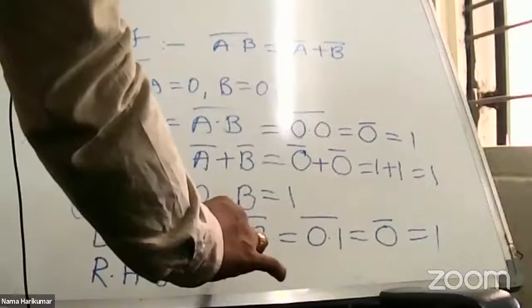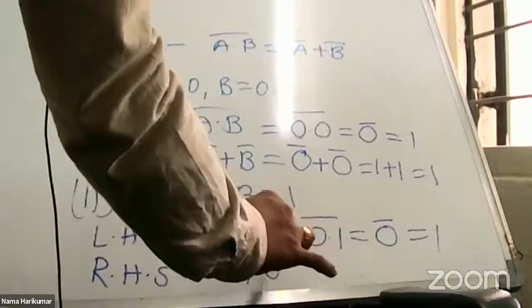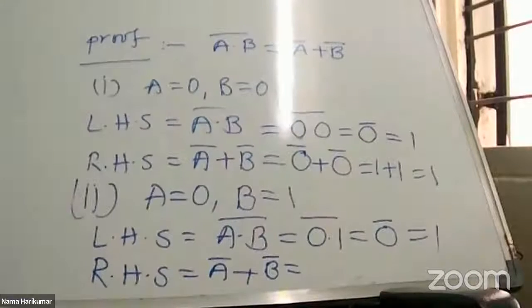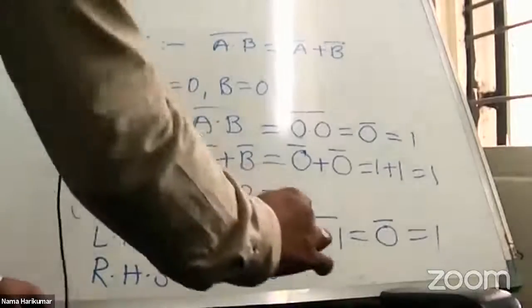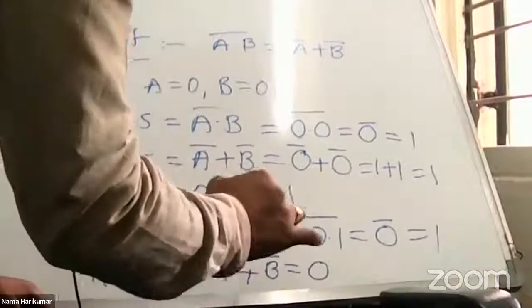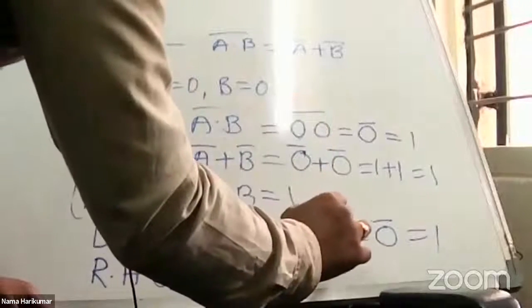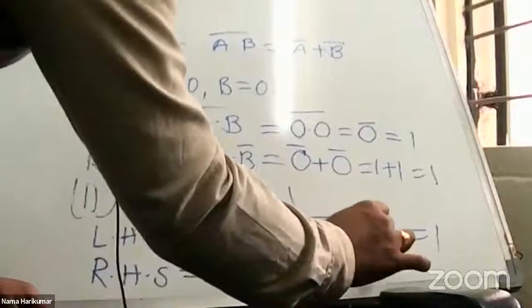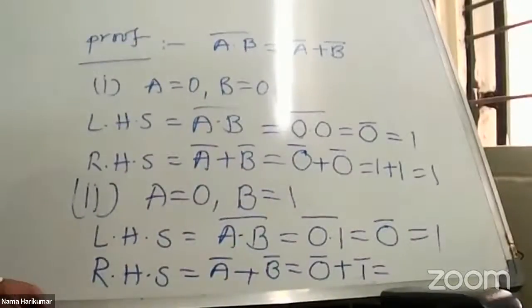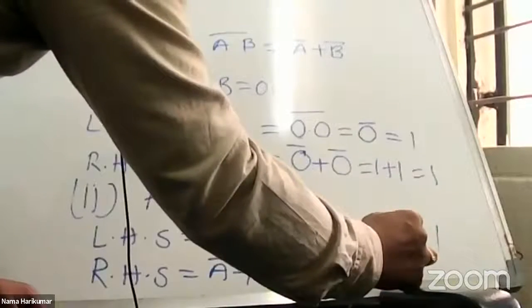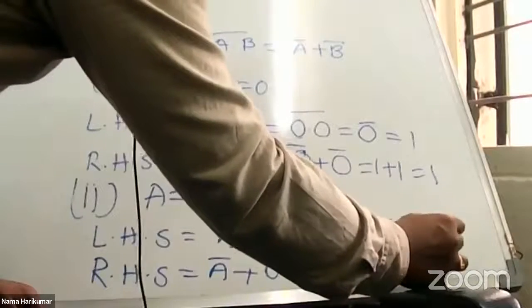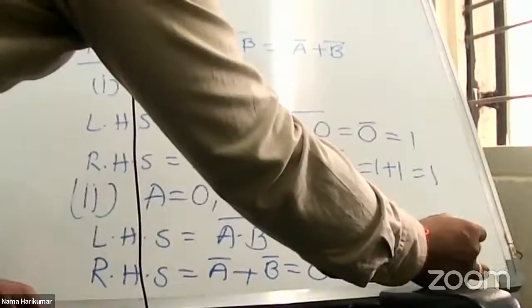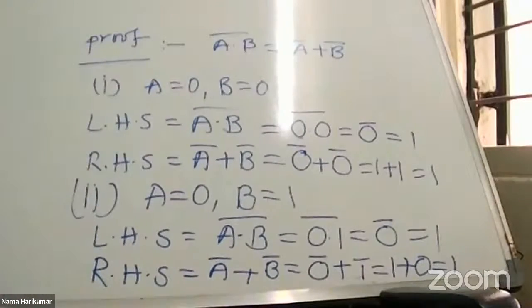RHS formula is A complement plus B complement. In the A complement value, A value is 0, so the 0 complement is 1. Plus B value is 1, so the 1 complement is 0. Then 1 plus 0 is 1. Is the LHS value equal to RHS?